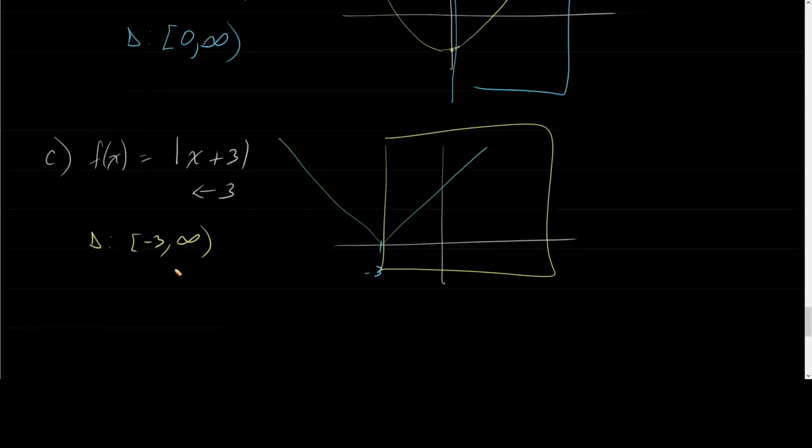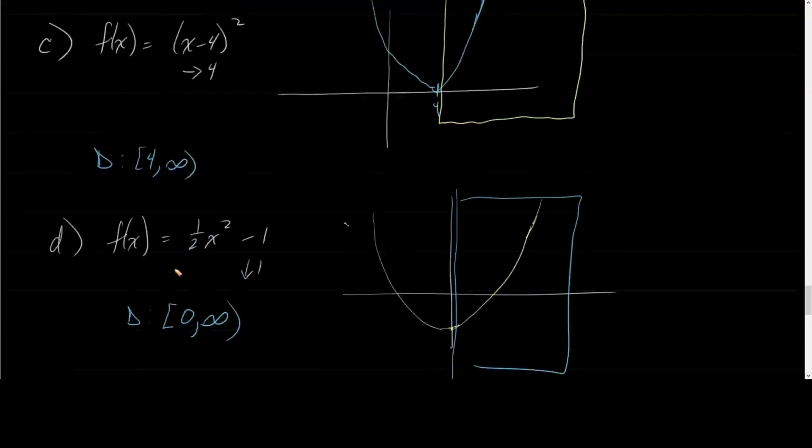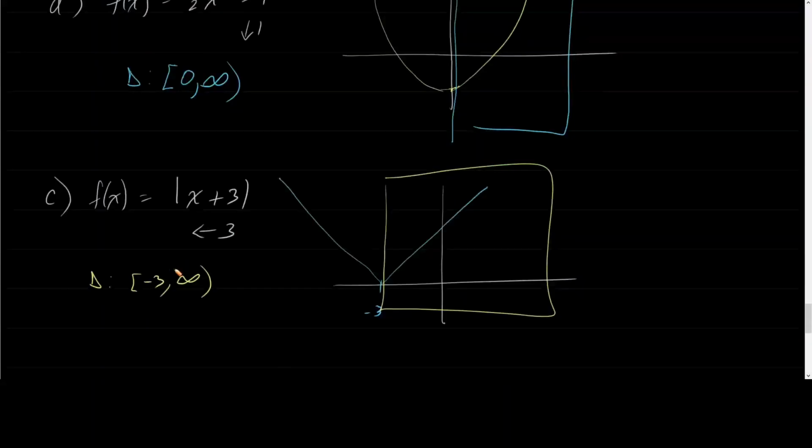So basically, once you have the graph of these, it becomes very simple because all you want to do is take the right half of whatever the graph is. So now, that is finding the restricted domain. Sorry, I needed to specify that.